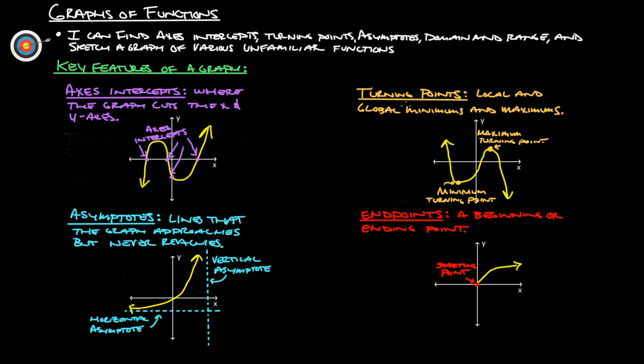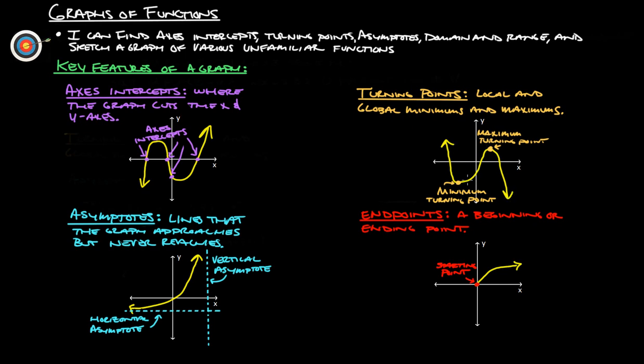Okay. Turning points. These are local and global minimums and maximums. First off, just minimum, maximum. So this here is a minimum, and this here is a maximum. And these are also what they call turning points, because as you're reading left to right, this is going down, down, down, and at this point it turns from going down to going back up. And this is also a turning point where it stops going up and turns to start going back down. Okay?